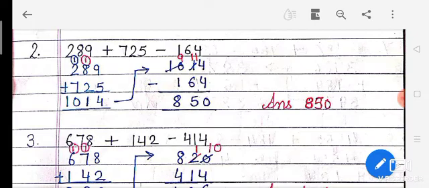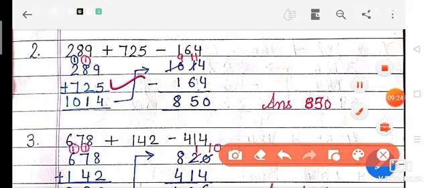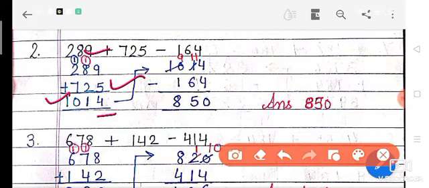9 plus 5, 14. Firstly do addition. 9 plus 5, 14. 4 down, 1 will be carry. 8 plus 2, 10 plus 1, 11. And here 7 plus 2, 9 plus 1, 10. So it's 1040. So this number we will write here, and third number is this we will subtract.